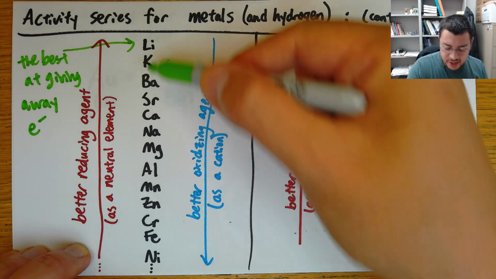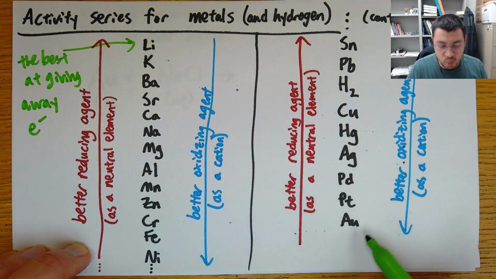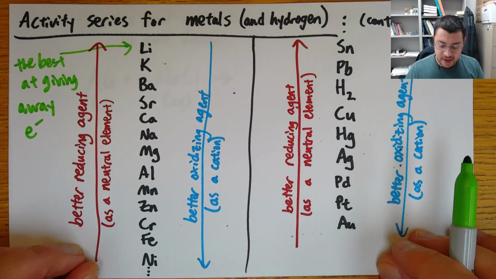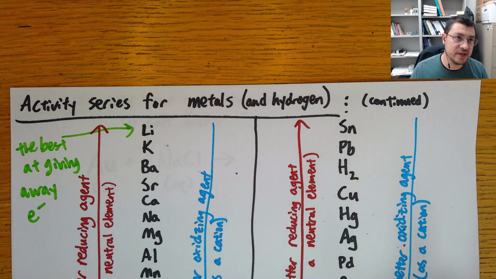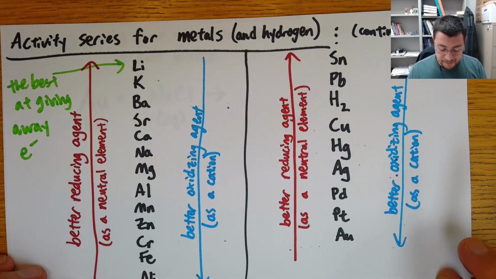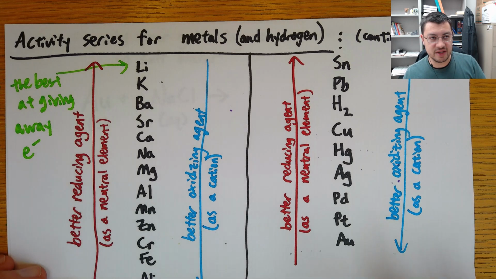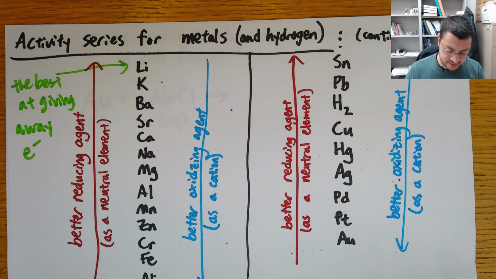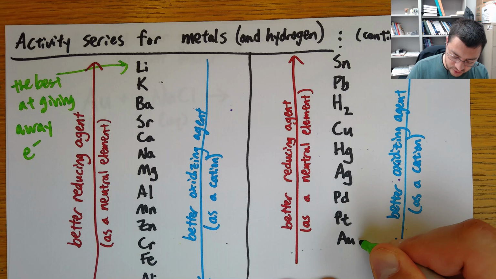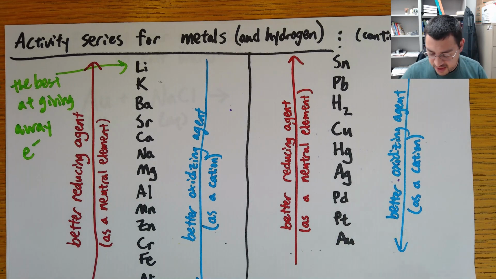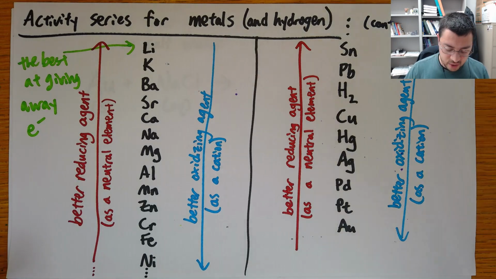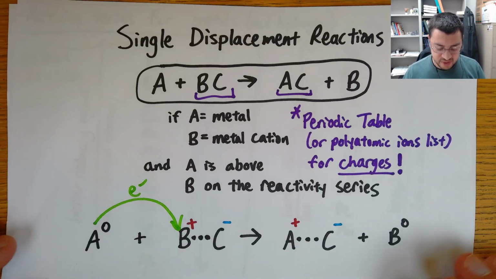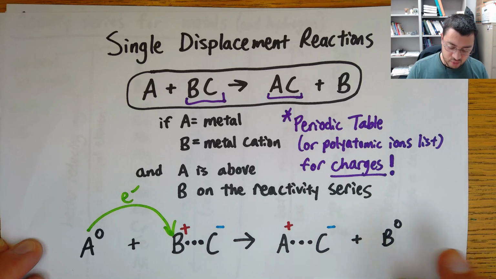As we go further down the list, elements become worse at giving away electrons. But if you're bad at giving away electrons, that means the opposite is true: you're good at receiving electrons. So gold is really good at receiving electrons. Said another way, gold is good at being a neutral element. So this is the activity series, and in order to predict that electrons will be transferred in a single displacement reaction, we are looking for this.